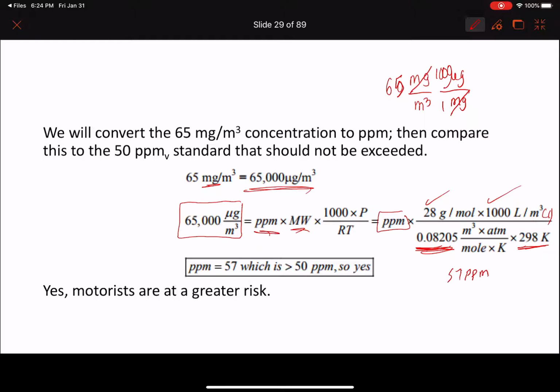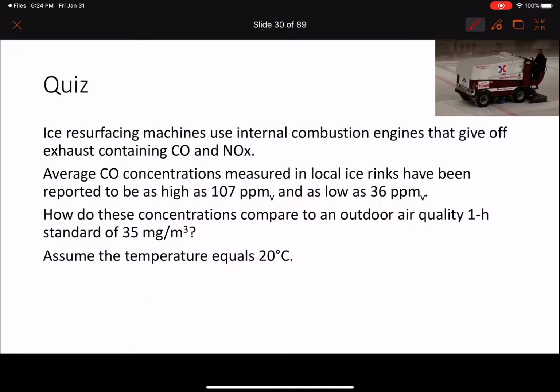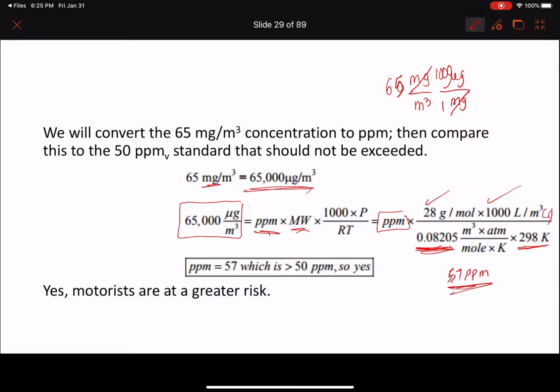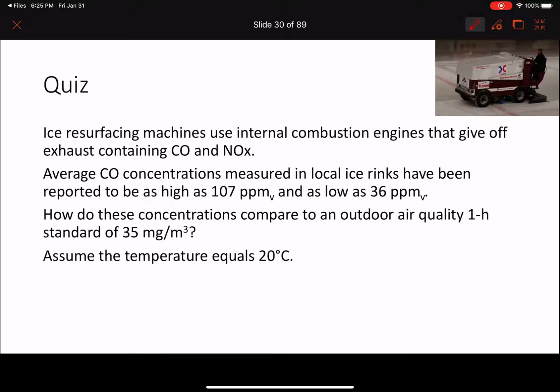What is the standard? This is what people are being exposed to in the street: 57, and now the standard is 50 ppm. So the carbon monoxide concentration in air is 57 ppm. That is higher than the standard, which means that, yes, these motorists are at greater risk of having car accidents.